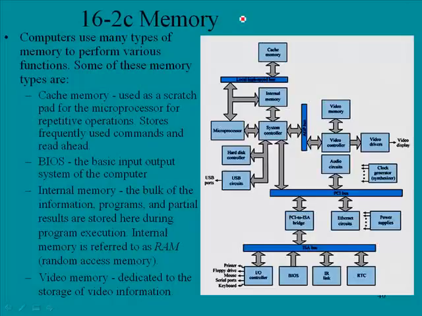Memory. Computers use many types of memory to perform various functions. Some of these memory types are, first one we mentioned here is the cache memory, used as a scratch pad for the microprocessor for repetitive operations, stores frequently used commands, and read ahead. So we have the cache memory here. This is the fastest memory in the computer, and we'll talk about the speeds here in just a few moments.